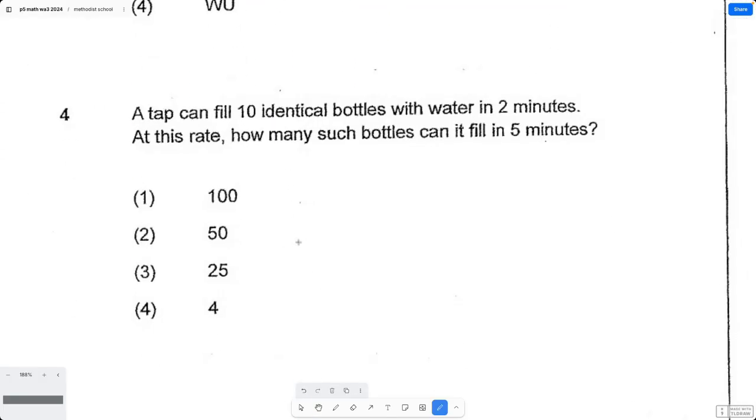Question number 4. A tap can fill 10 identical bottles with water in 2 minutes. At this rate, how many such bottles can it fill in 5 minutes?